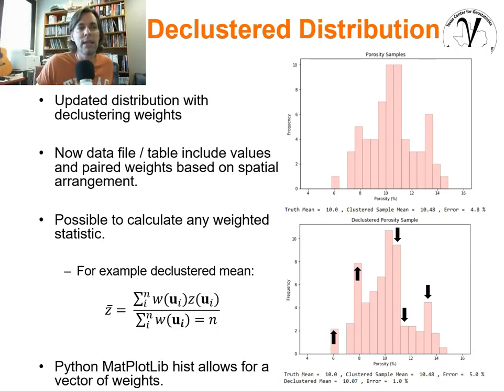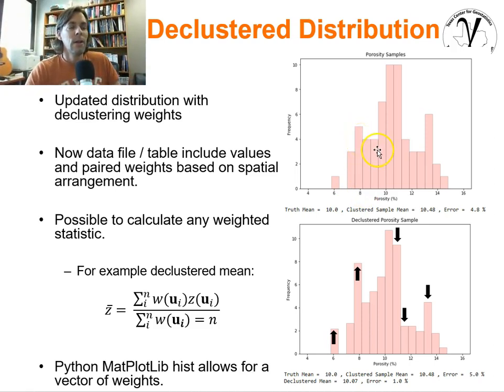Okay, so let's look at the impact of declustering. What does data declustering do? The distribution is updated by the weights. If you think about it, this is the original sample distribution, and each one of these bars is the result of equal little cells or bins that are added up to each other. In this interval right here, there were maybe 2 data, and in this one there were 5, and in this one there were 7, and so forth, and it results in these bars.